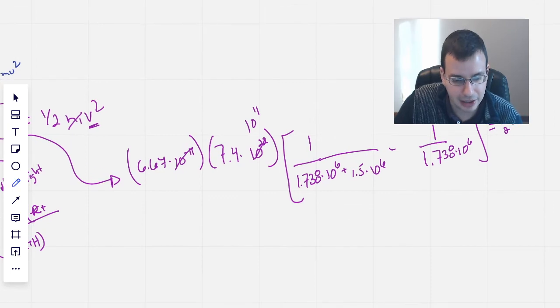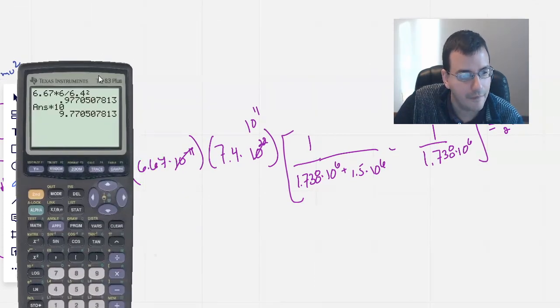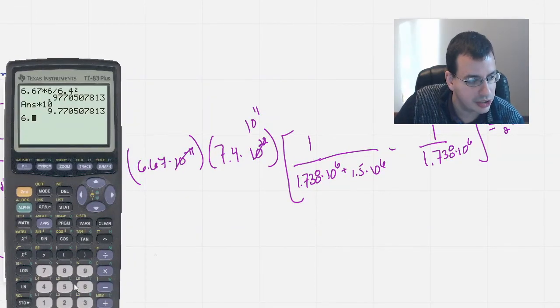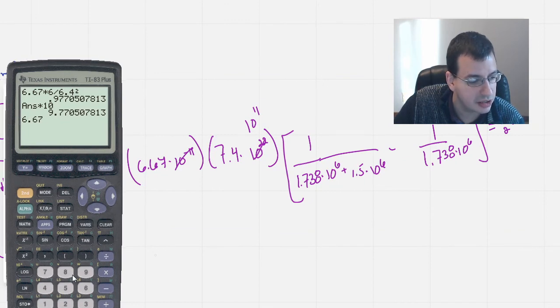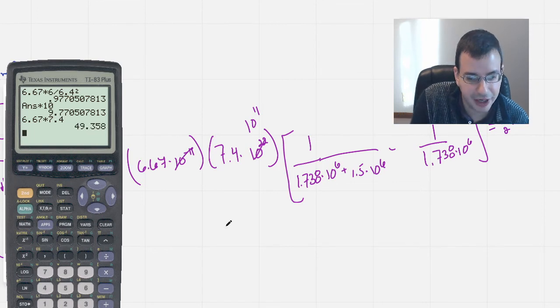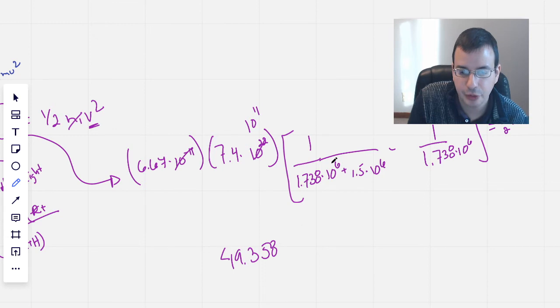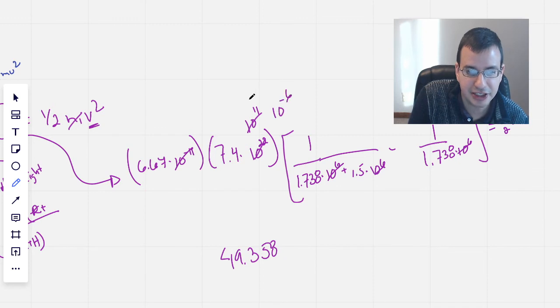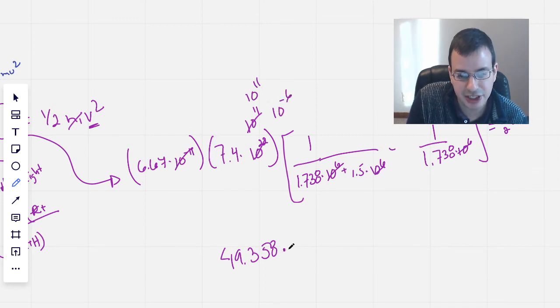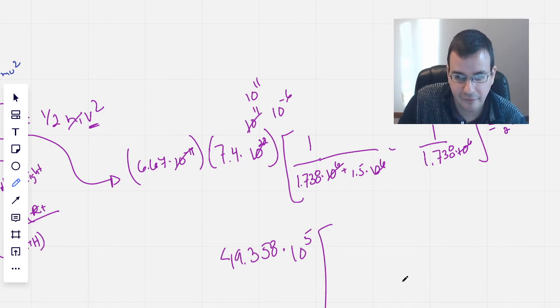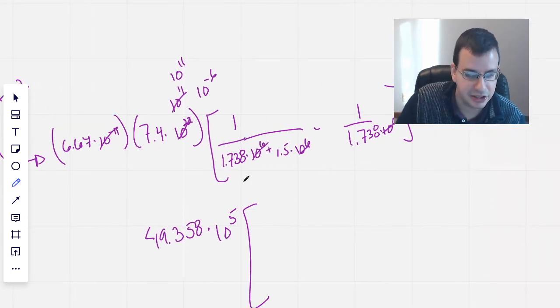Ooh, let's grab a calculator. So we'll do 6.67 times 7.4. So we have 49.358. We'll take out the 10 to the 6th here and put that up top. So this will be 10 to the negative 6 times 10 to the 11th, which gives us times 10 to the 5th, times quantity.